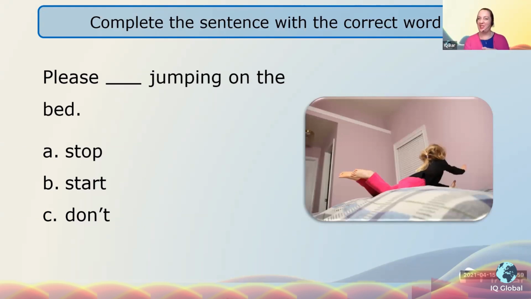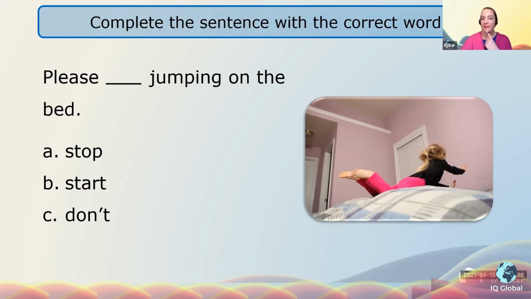This is something I used to love doing when I was little. And my mum would say this to me, please, jumping on the bed. What is the correct word? What's the missing verb, the action? Please stop jumping on the bed. Please start jumping on the bed. Please don't jumping on the bed.